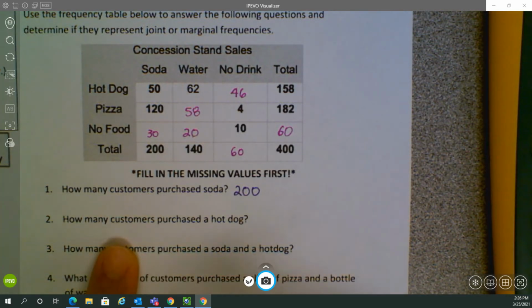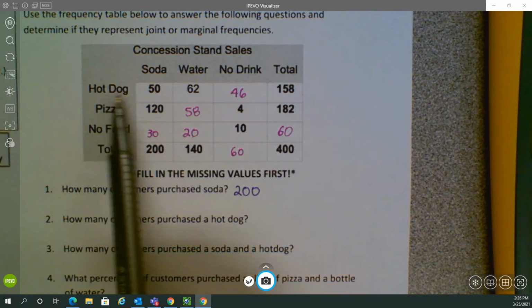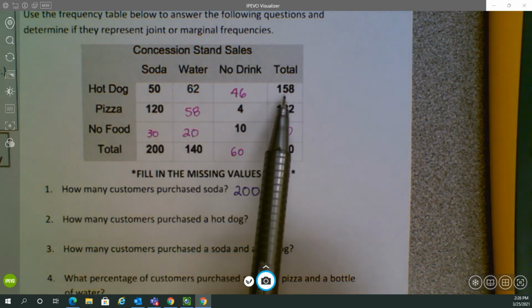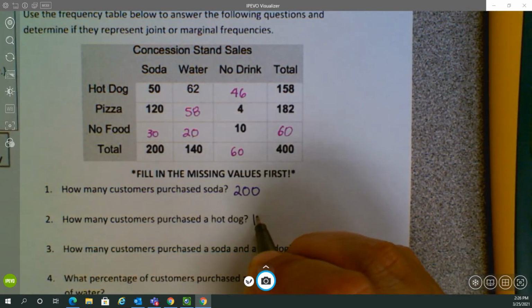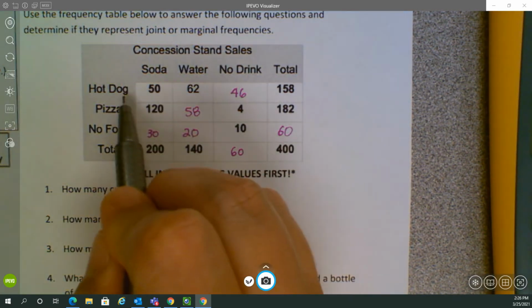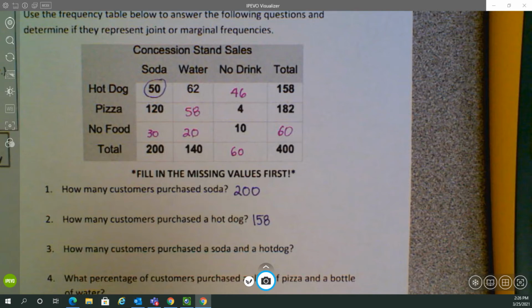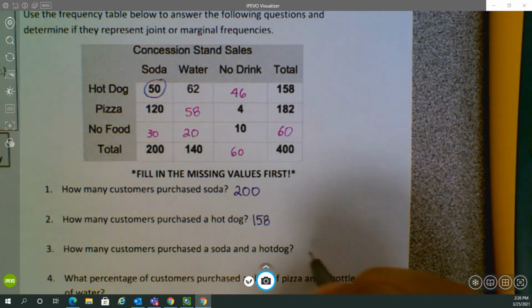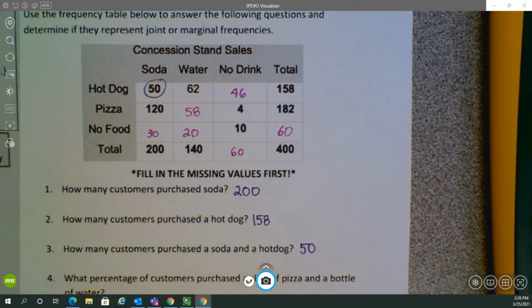How many customers purchased a hot dog? Well, let's find our hot dog row, and we find that total to be 158 people. So 200 people purchase a soda, 158 purchase a hot dog. How many customers purchased a soda and a hot dog? Well, to find who purchased a soda and a hot dog, we look at our joint frequency here. So there are 50 customers that purchase a soda and purchase a hot dog. Okay.